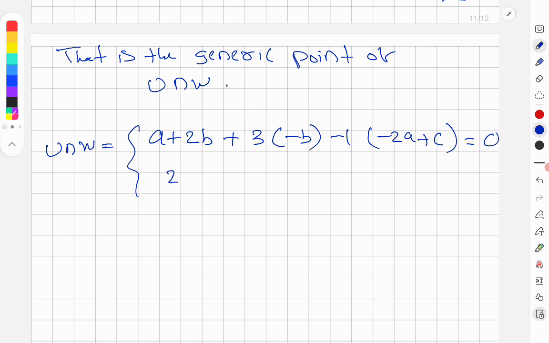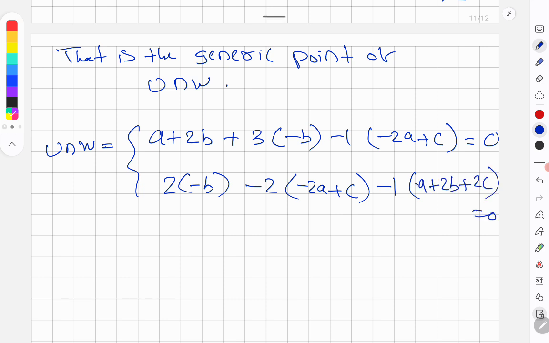So this one I can write 2 times of negative b. The second equation, 2 times of negative b minus 2 times of negative 2a plus c, then negative 1, and this term is here, a plus 2b plus 2c is equal to 0. The last one is minus 1 minus 1, and in this here.